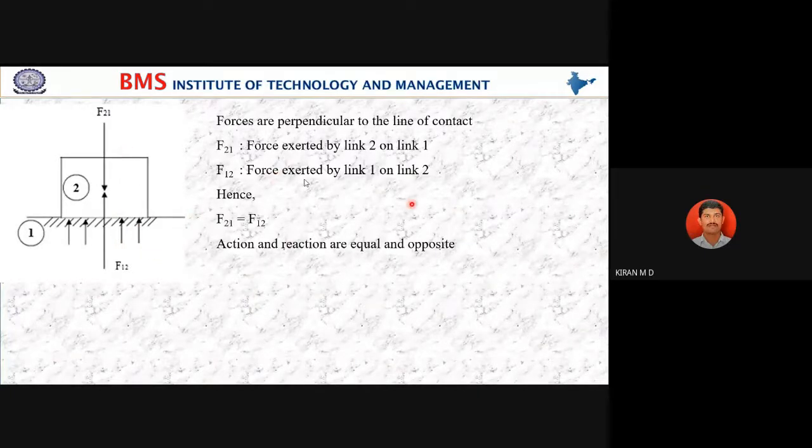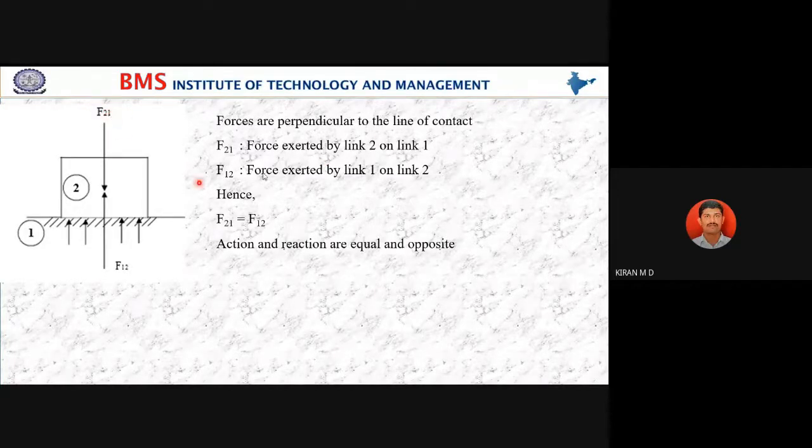Perpendicular to line of contact. Okay. The force exerted by the link 2, this is link 2, on link 1, we are going to call it as F21. This notation is very important because when you are solving the problem, we are going to use these notations.